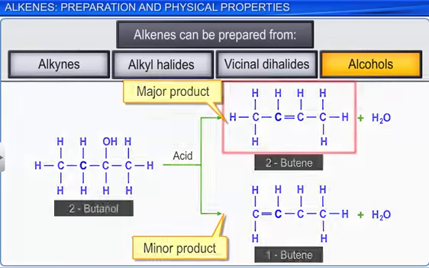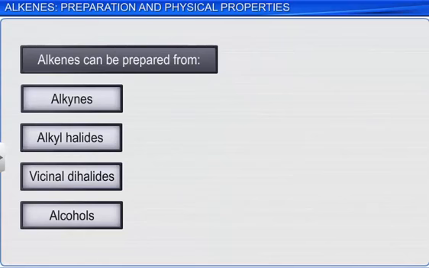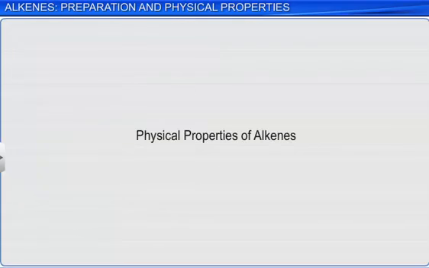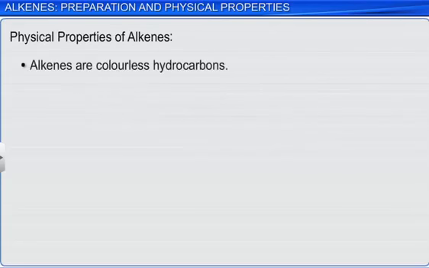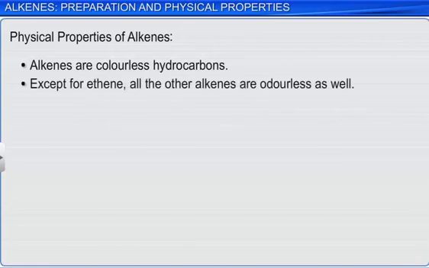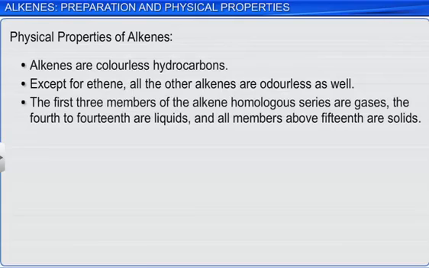Thus, we see that alkenes can be obtained by many different methods. Now let us look at the physical properties of alkenes. Alkenes are colorless hydrocarbons. Except for ethene, all the other alkenes are odorless as well. The first three members of alkene homologous series are gases. The 4th to 14th are liquids, and all members above 15th are solids.